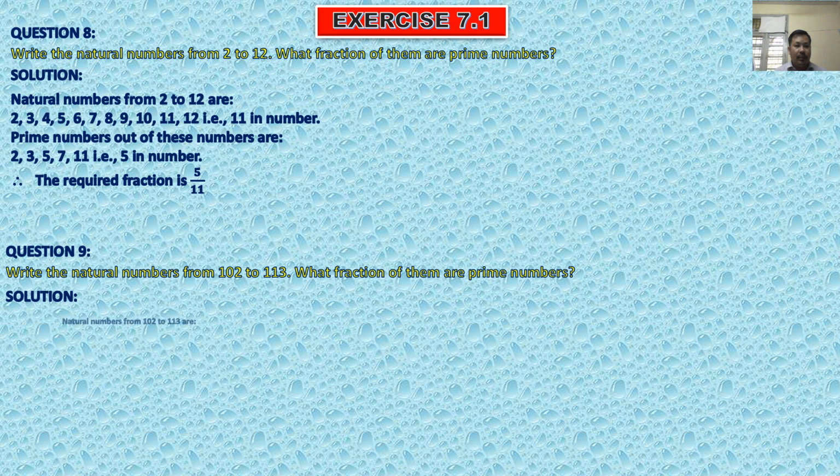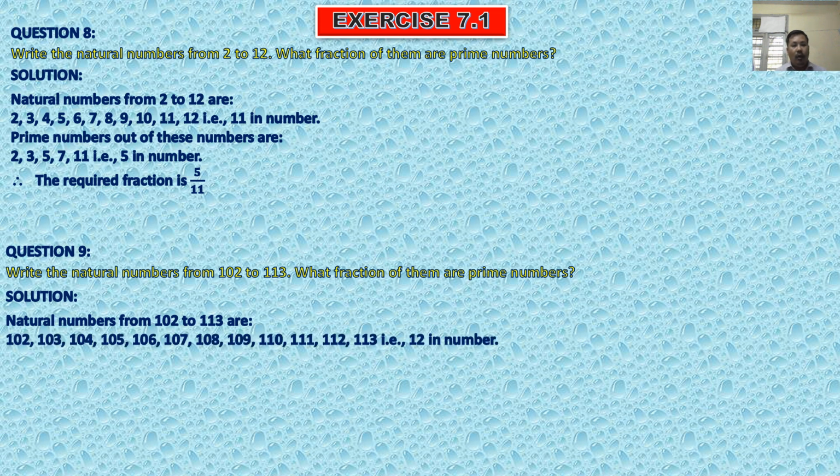In the solution, the natural numbers from 102 to 113 are like this: 102, 103, 104, 105, 106, 107, 108, 109 to 113, and altogether we have 12 natural numbers. 12 are there altogether. So out of these natural numbers, what are the prime numbers? Let us see. 103, 107, 109, 113 are the prime numbers, and altogether there are four prime numbers.